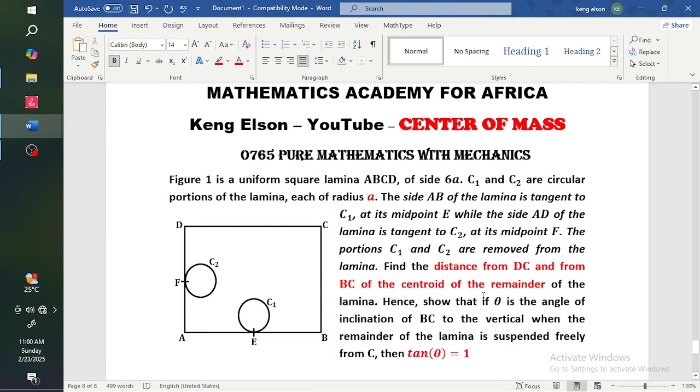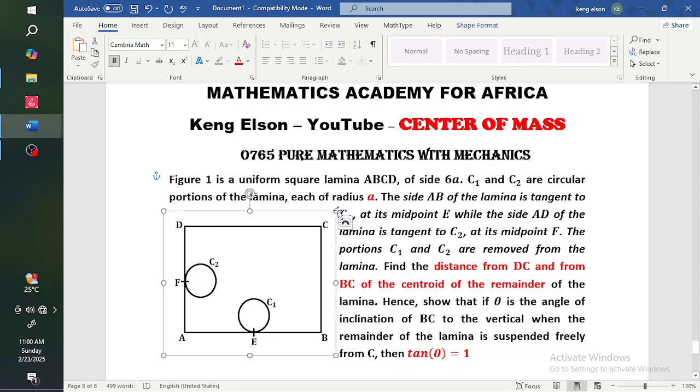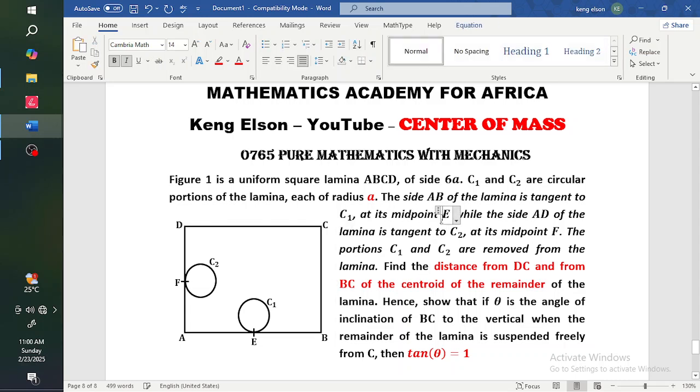So we are looking at center of mass. We have a diagram given to us, and the diagram has basically been described to us. We have a square lamina whose side is 6A. E is the midpoint of the side AB, and F is the midpoint of the side AD. C2 is tangent to the side AD at the midpoint F, and C1 is tangent to the side AB at the midpoint E. The radius of C2 is small a, and the radius of C1 is also small a. They have equal radii, which is A.